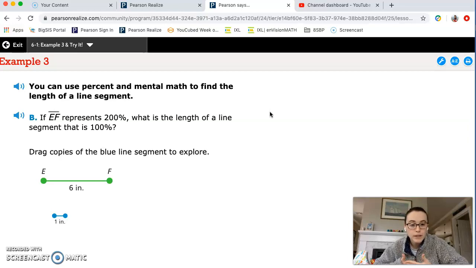So if 100% of the people in my house is 3 people, 200% of the people in my house would be 6 people. Okay? So this line segment, we're being asked to double it. We're being asked for 200% of this line segment. Okay, so drag copies of the blue line segment to explore. Okay, what is the length of a line segment that is 100%? So we're actually being asked for half of this, I'm sorry. So EF represents 200%, and we're being asked for 100%. So if 200% is 6 inches, we don't really even have to use these models, but we will. So half of that is going to be 3 inches, or 3 of these small blue line segments.